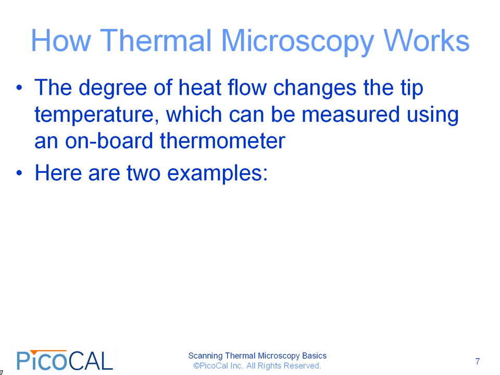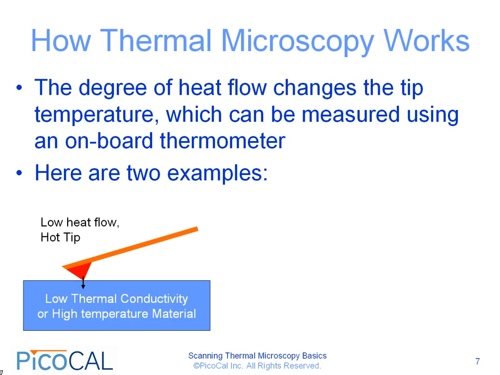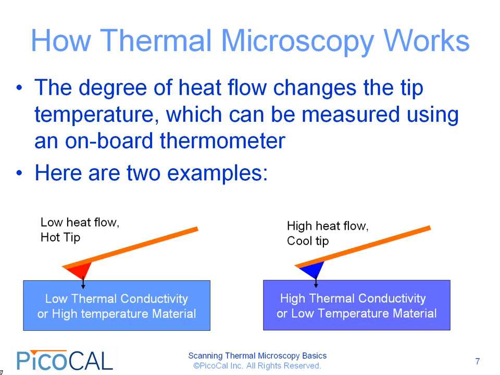Just as an example, the degree of heat flow will change the tip temperature, which can be measured using an onboard thermometer. And just to show two examples here, one is where we have a low thermal conductivity material or a high temperature material. In this case, heat will flow from the tip into the sample, but there will not be as much heat flow. In this case, we have a hotter tip. Contrast that with the case where we have a high thermal conductivity or low temperature material. In this case, there will be increased heat flow between the tip and the sample. This results in a cooler tip.